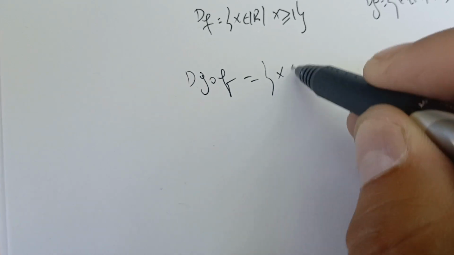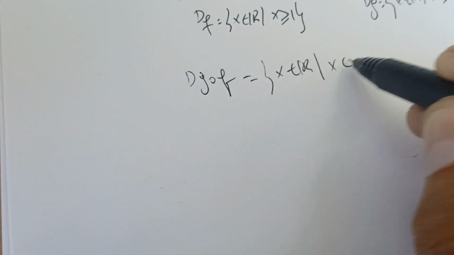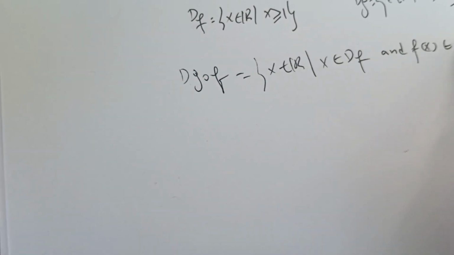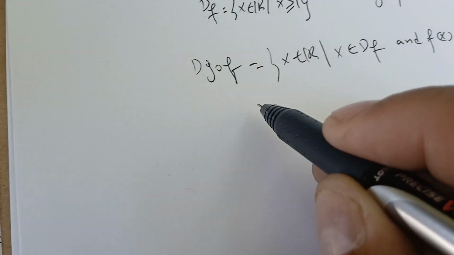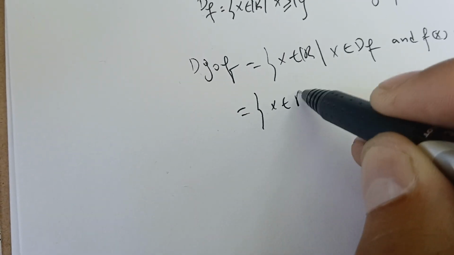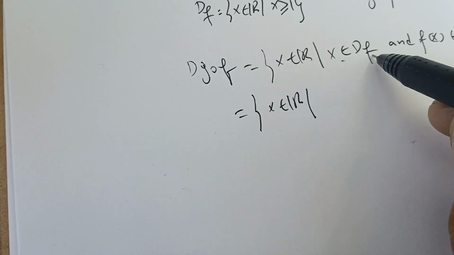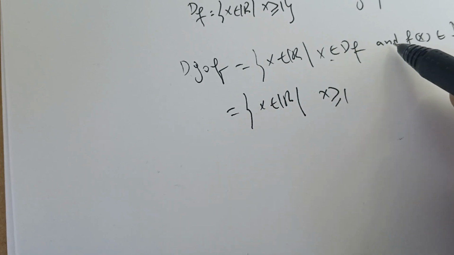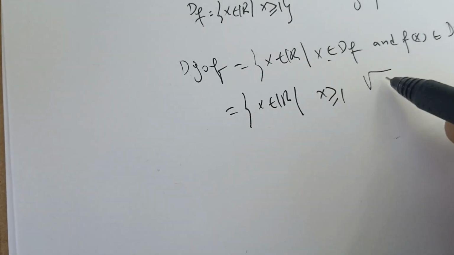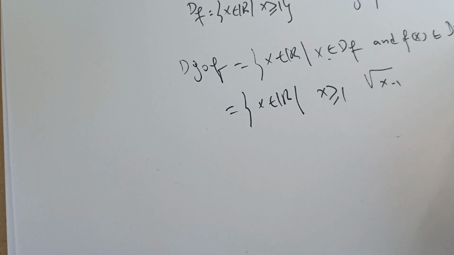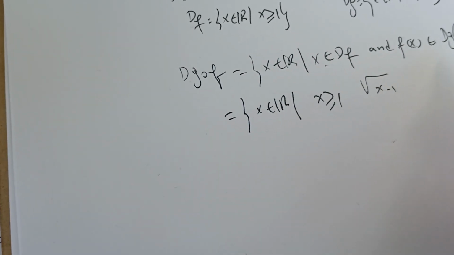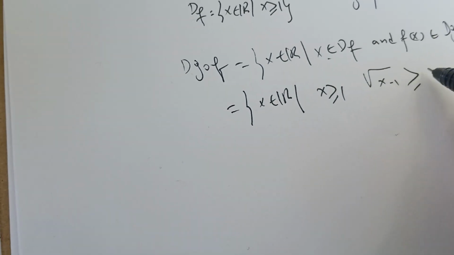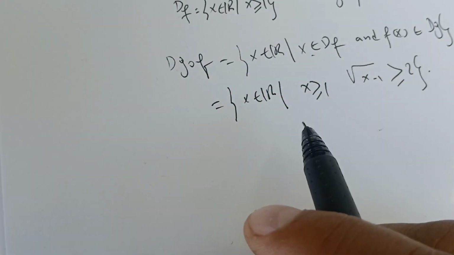So now we want to find the domain of g circle f. By definition, it's those values in R such that x is in the domain of f and f of x is in the domain of g. What this gives us is that x in the domain of f means that x is bigger than 1, and f of x, which is the square root of x minus 1, is in the domain of g. That means it's bigger than 2. Okay, so we have these two conditions.